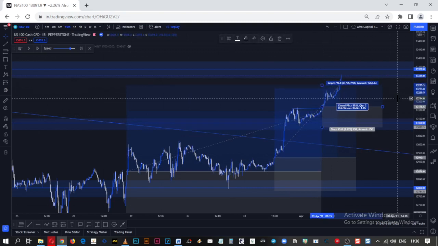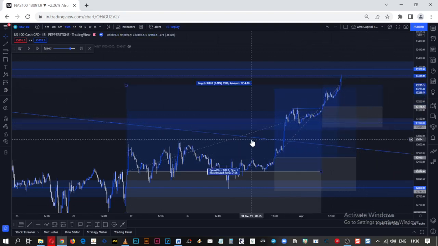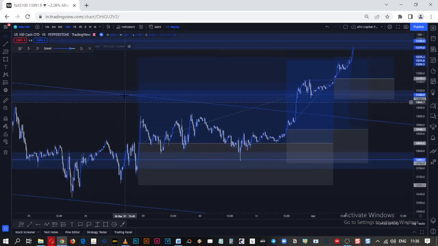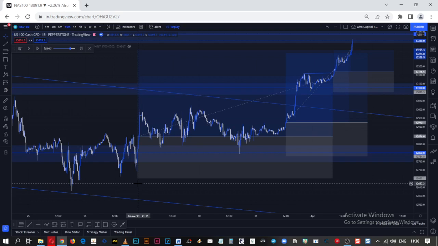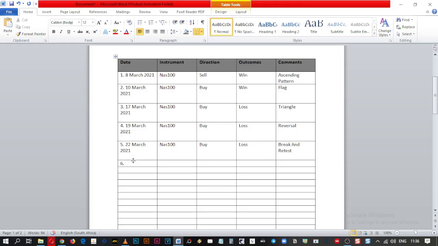Then you put it forward, and you've taken 1, 2, 3 wins within just one trade, which started on 21 March. Is it 21? Can't be 21. It's 26 March, 26 March 2021. Nas100.